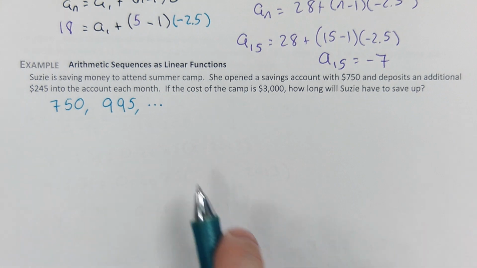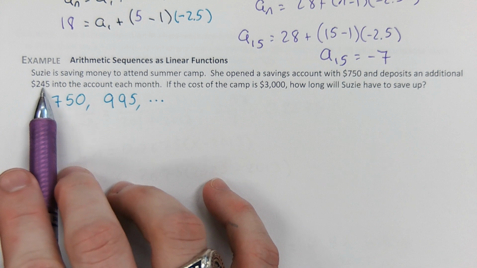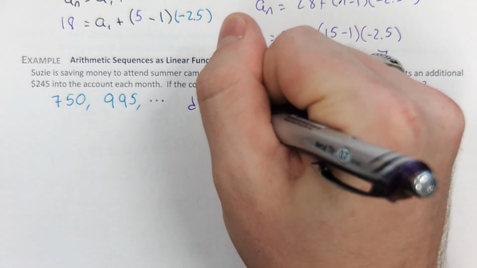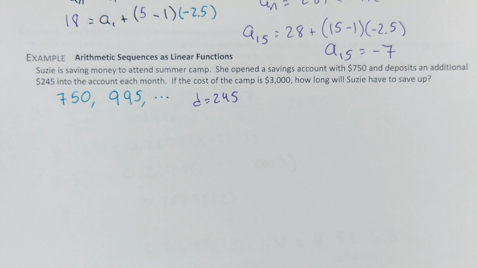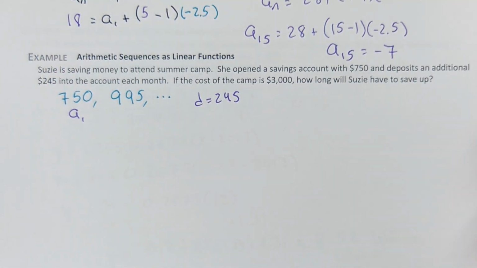Oh, okay, so dot, dot, dot means it goes on forever. So we already know that because this is what we're adding each month, the common difference is $245. And be darned, we know what the first term is. This word problem is actually a very easy question because they hand you the first term and the common difference. A better question would have been: we don't know how much she started with, but we do know that in the fifth month she had this much money, and in the eighth month she had that much money, and then how long did she need to save?